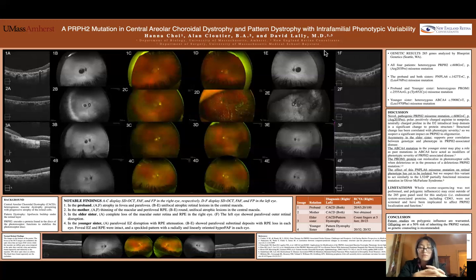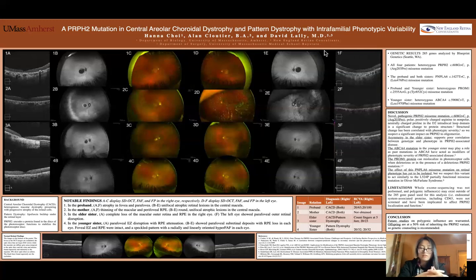Additionally, the proband and both sisters were carriers of a PNPLA6 missense mutation, and PNPLA6 is a protein typically found in the axons of nerves, but can also be found in the photoreceptor cells. The proband and younger sister also carried a PROM1 missense mutation, and PROM1 is similar to PRPH2 as it is found in the outer segment discs of photoreceptor cells and is a protein that functions to stabilize it as well.